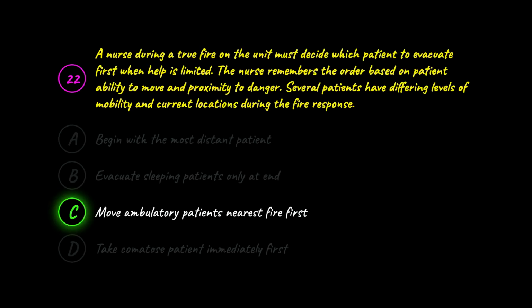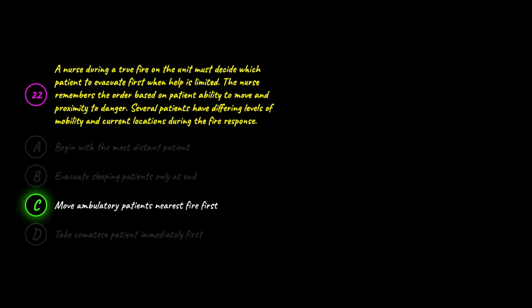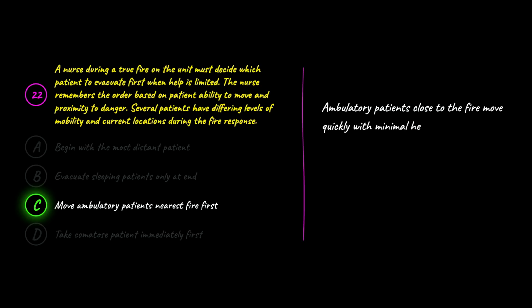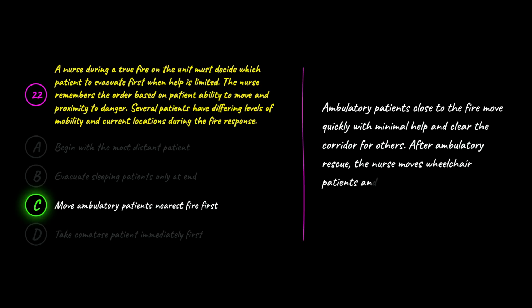The correct answer is C. Move ambulatory patients nearest fire first. C is correct because ambulatory patients close to the fire move quickly with minimal help and clear the corridor for others. After ambulatory rescue, the nurse moves wheelchair patients and finally bedbound patients with greater equipment and personnel needs.